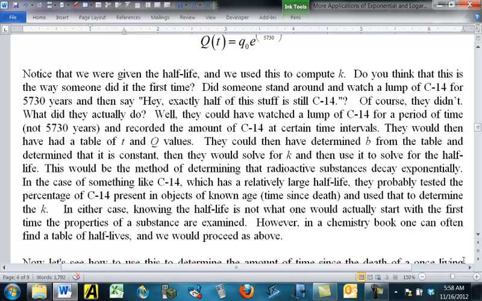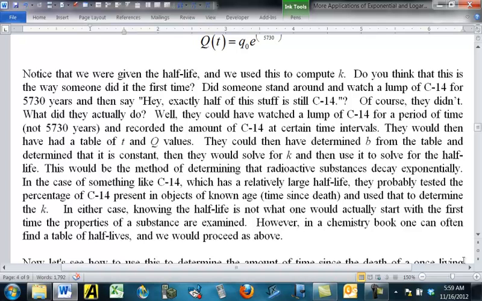Now, in the case of something like carbon-14, which has a relatively large half-life, what they probably did instead was take some objects of known age. And when I say known age, I mean they know the time the organism died that the object is made out of. Like if it's wood, that's made out of something that was once a tree that was alive. So things are made out of plants, or maybe something that was made out of leather that was once a cow, or something like that.